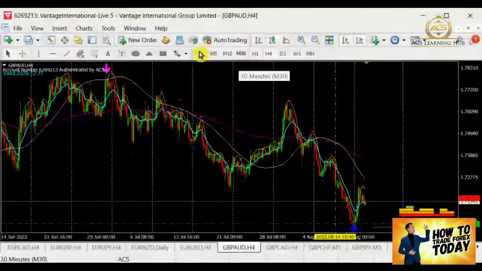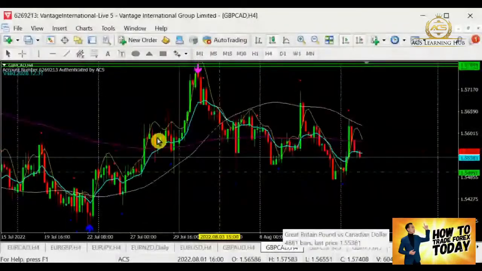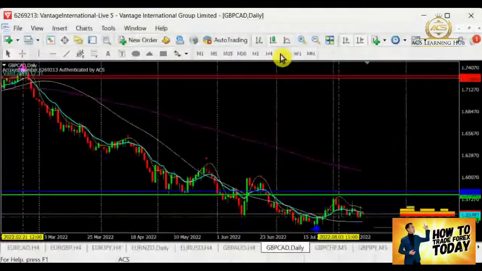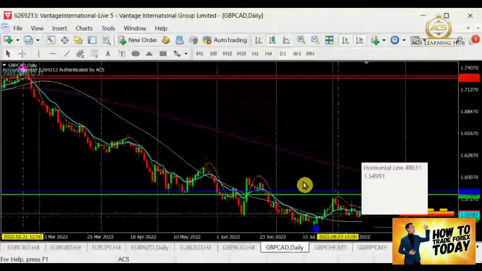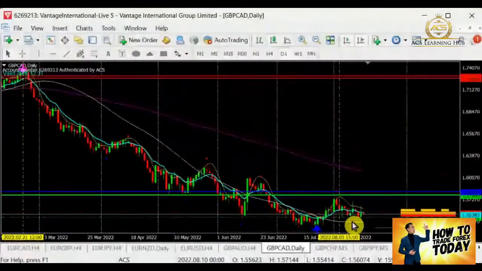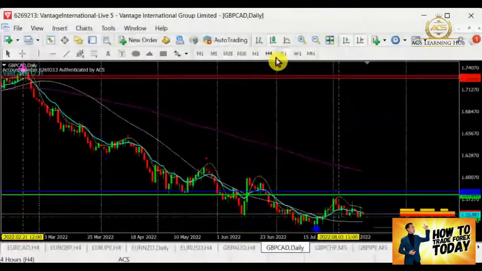So pound CAD. What about pound CAD? Pound CAD over here, we are in the bear, but it seems like the same thing is landing. It's bumping on the platform here. So tentatively, are we still looking for selling? We are in the bear, yes, we can still look out for selling.